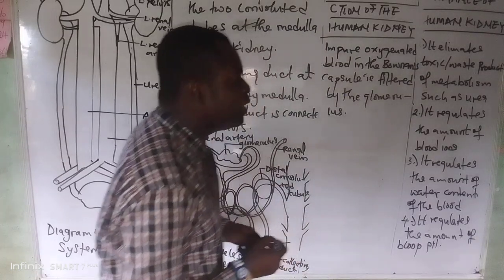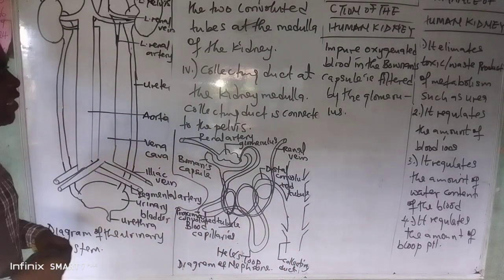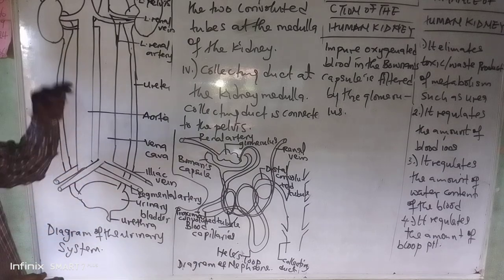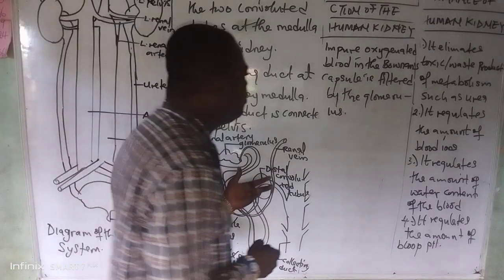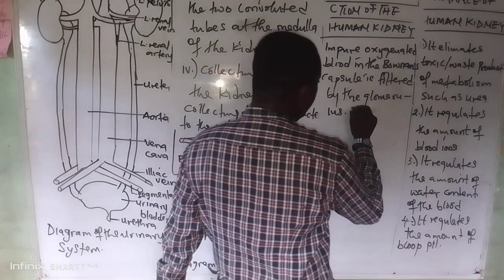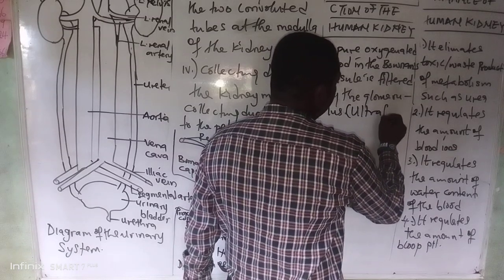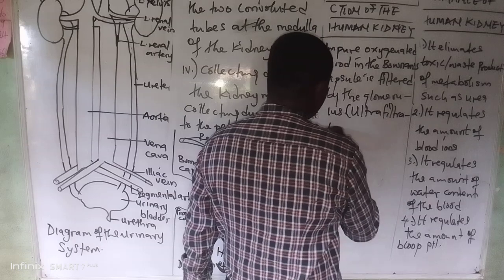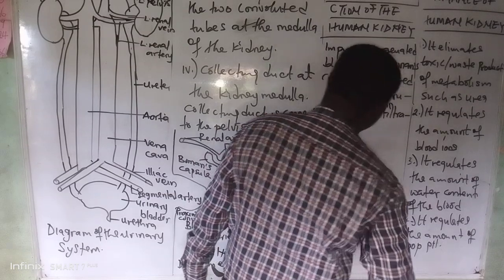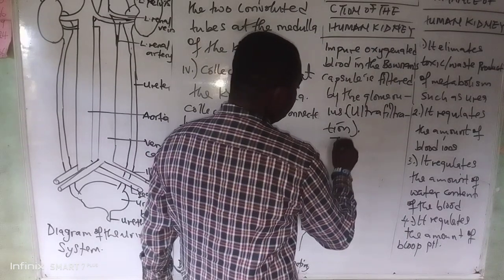This year's WAEC, they asked what is the function of the various parts of the kidney. What is the function of the glomerulus? It filters the impure blood, and that process is called ultrafiltration. So take note of that.